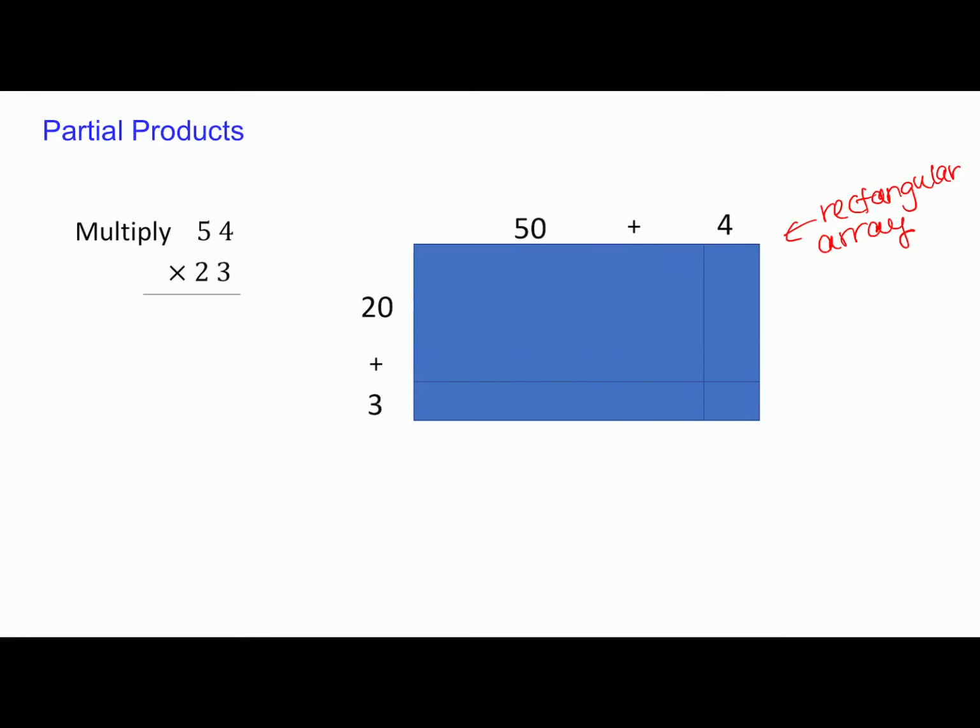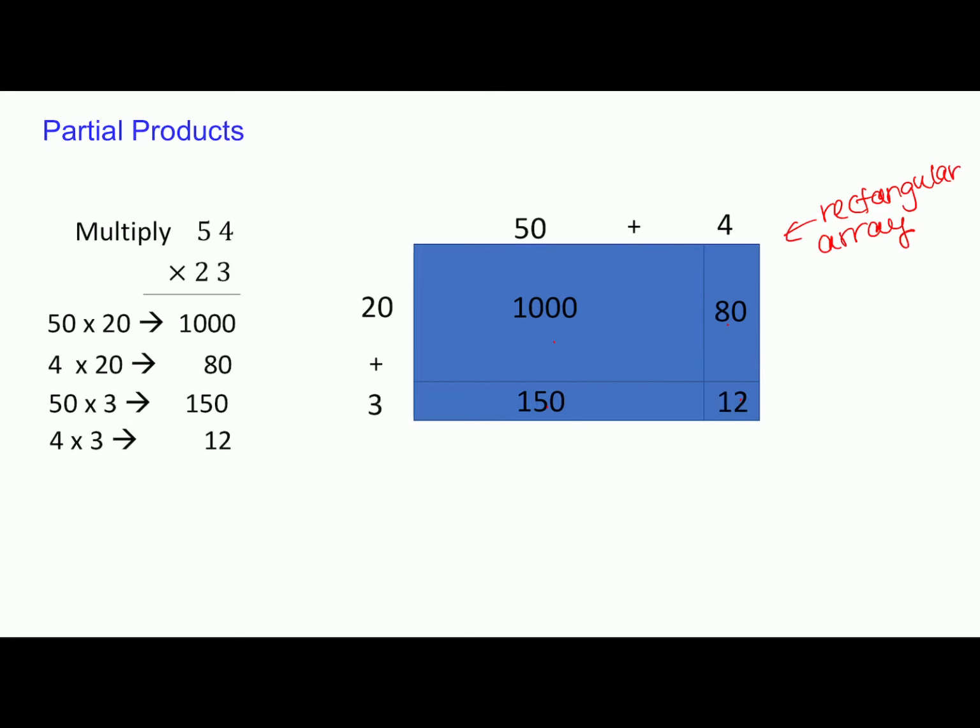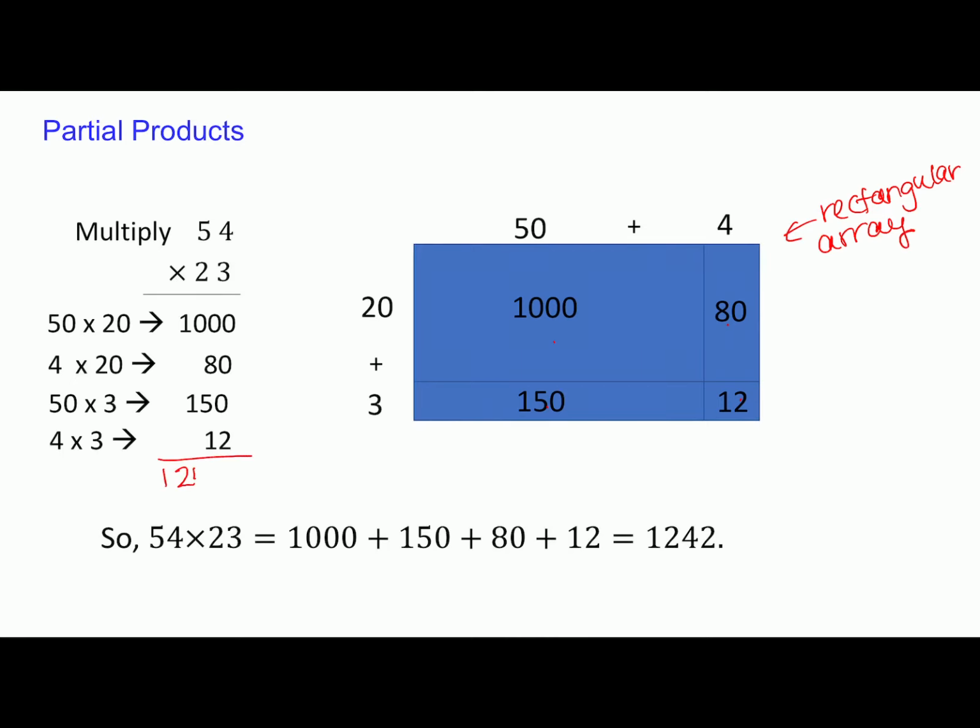And so if I want to multiply 54 times 23, I just need to multiply in each of these little rectangles. So I'm going to multiply 50 times 20 to get 1,000. And then I want to multiply 4 times 20 to get 80. 3 times 50 is 150. And then 3 times 4 to get 12. And so my final answer is what I get when I add all of these up, which is 1,242. So this is called the partial products, right? Partial because I'm breaking these down into parts, and I'm taking each of the products of the parts.